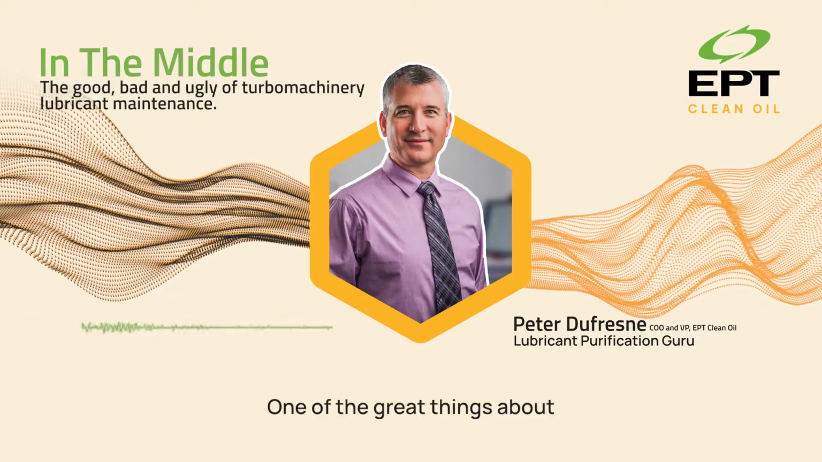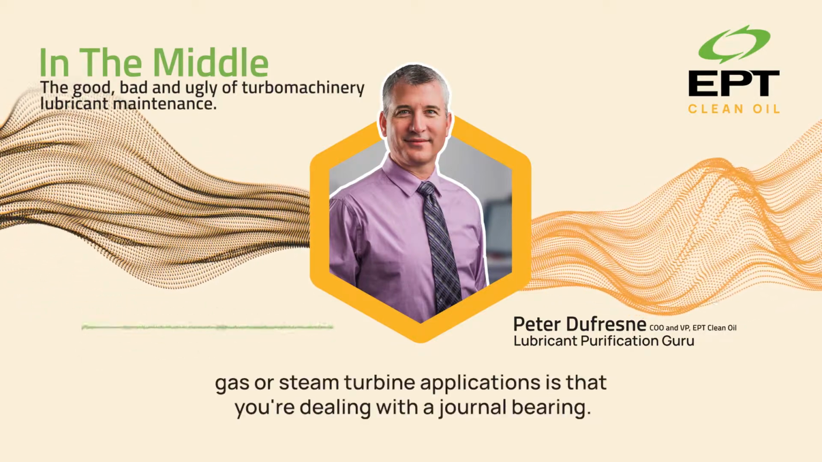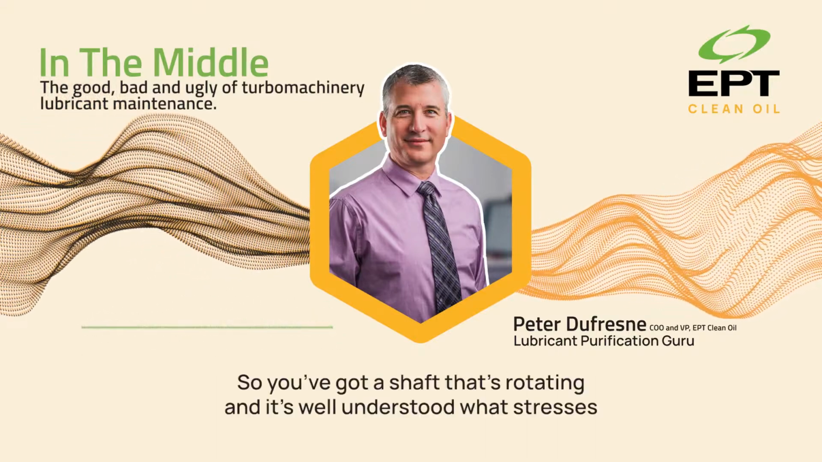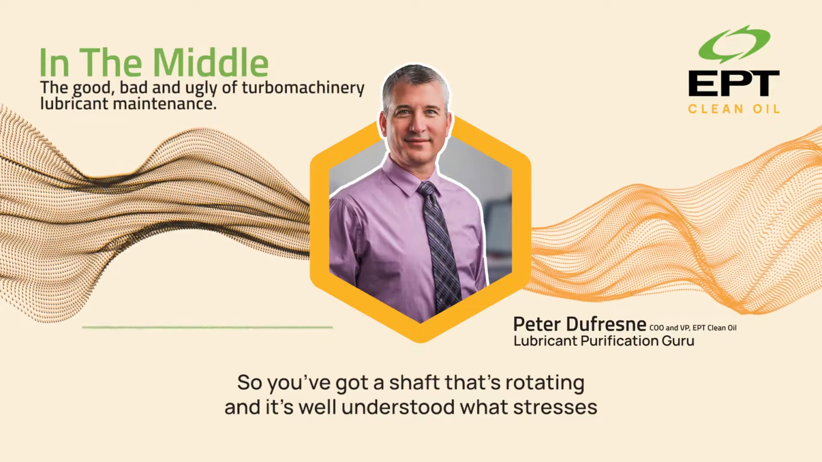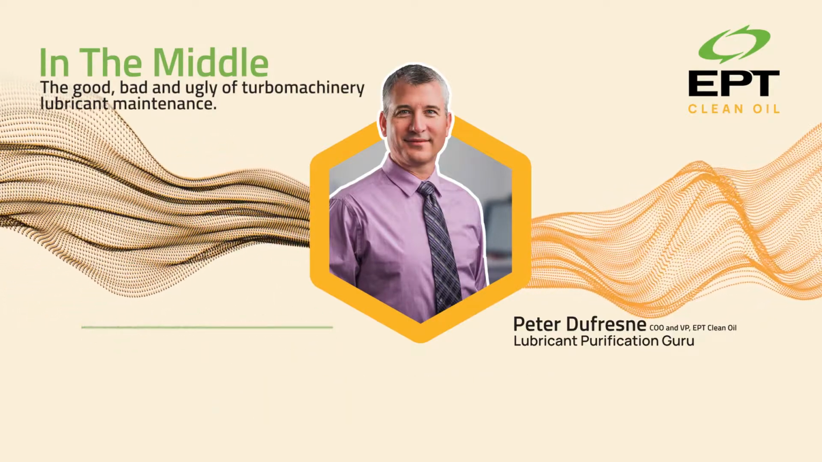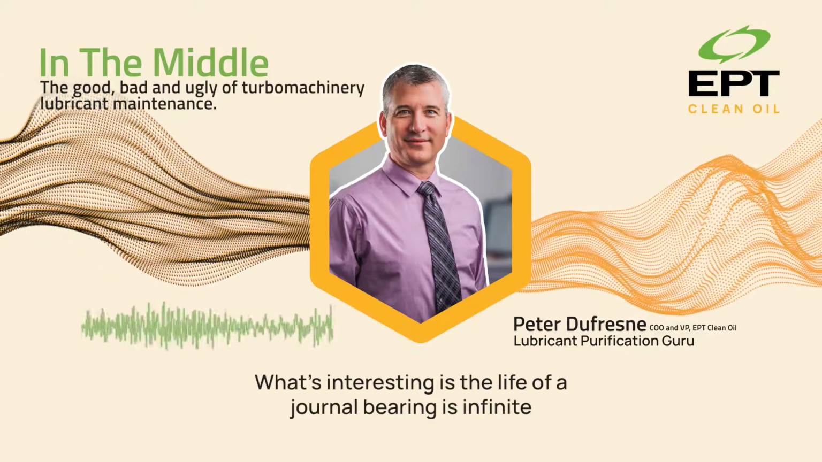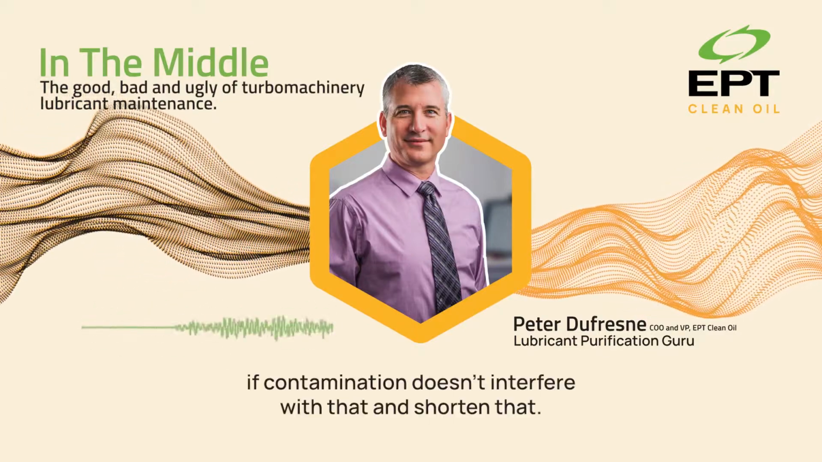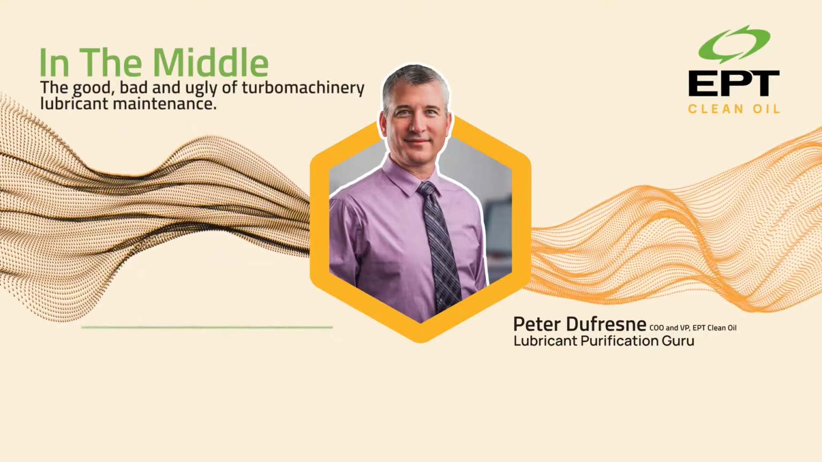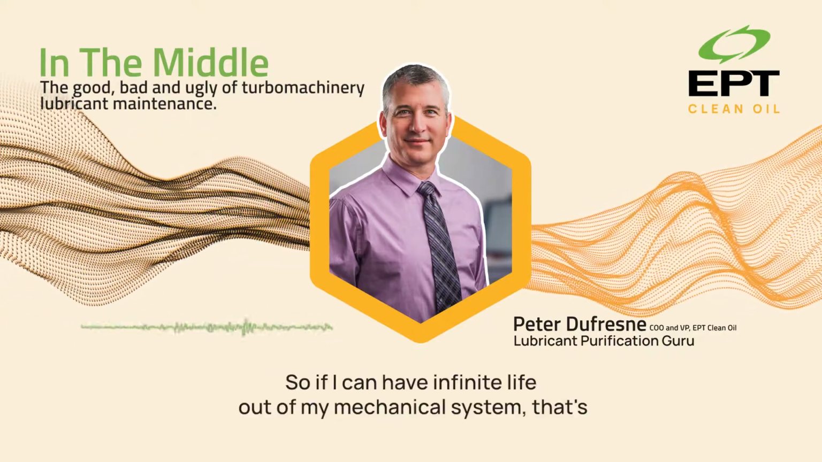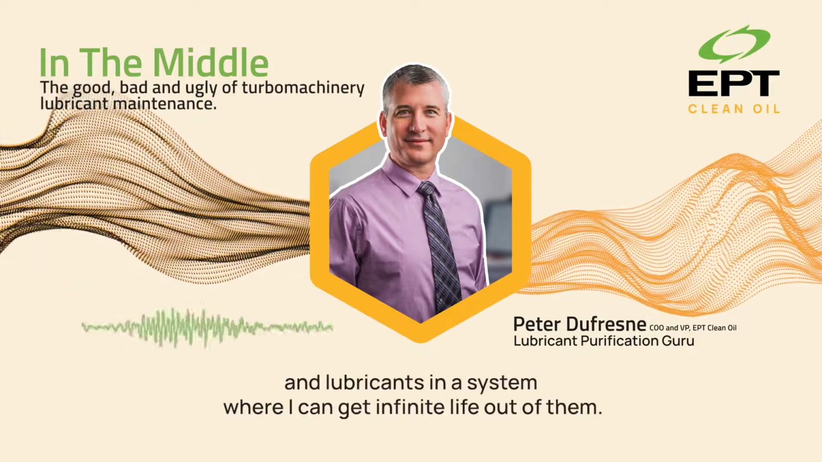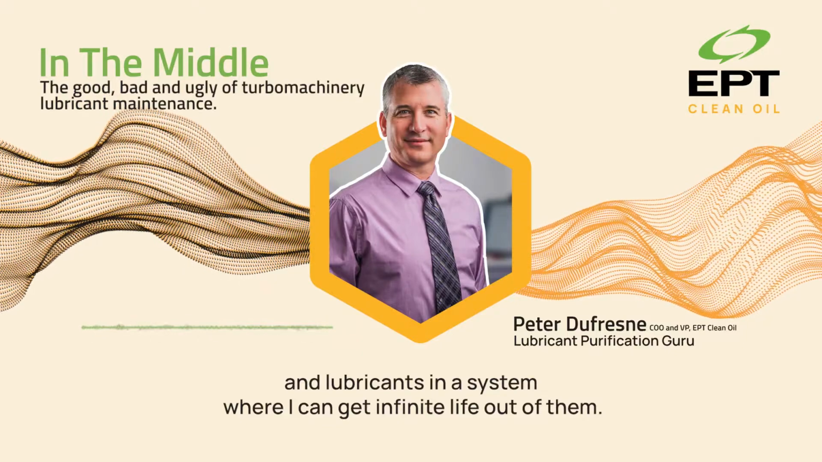One of the great things about gas or steam turbine applications is that you're dealing with a journal bearing. So you've got a shaft that's rotating, and it's well understood what stresses are being applied and where they're being applied to the mechanical systems. What's interesting is the life of a journal bearing is infinite if contamination doesn't interfere with that and shorten that. So if I can have infinite life out of my mechanical system, that's what I'm going to be doing. I'm going to put my maintenance and lubricants in a system where I can get infinite life out of them.